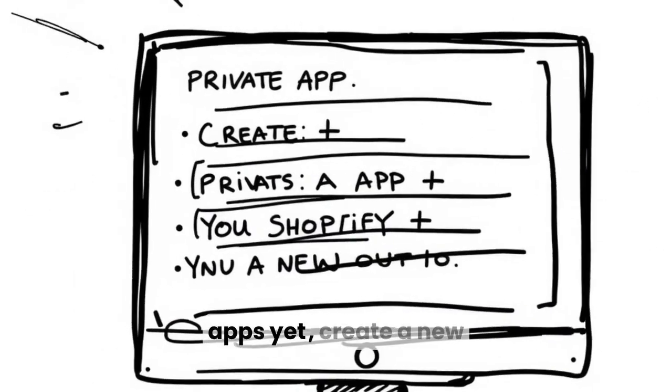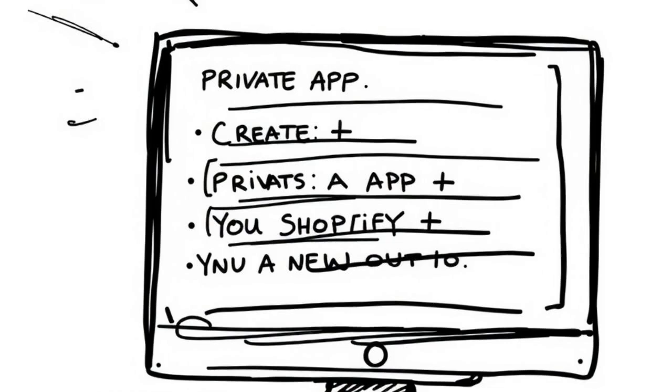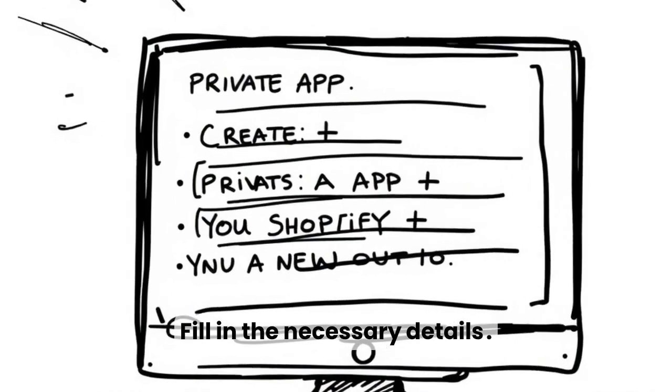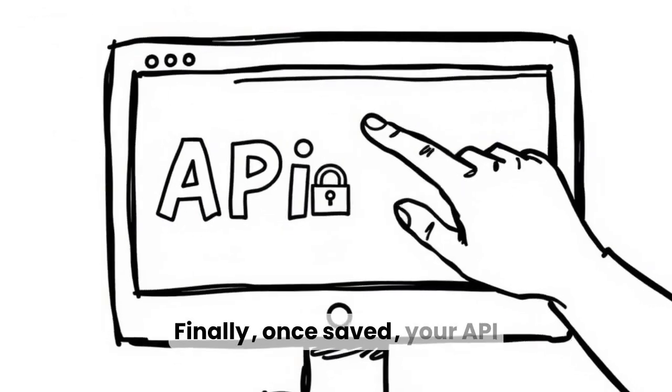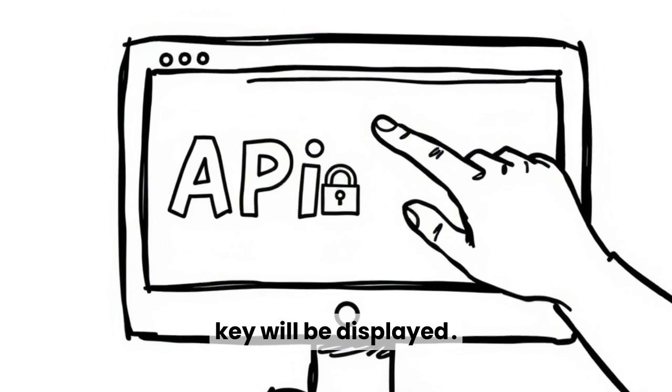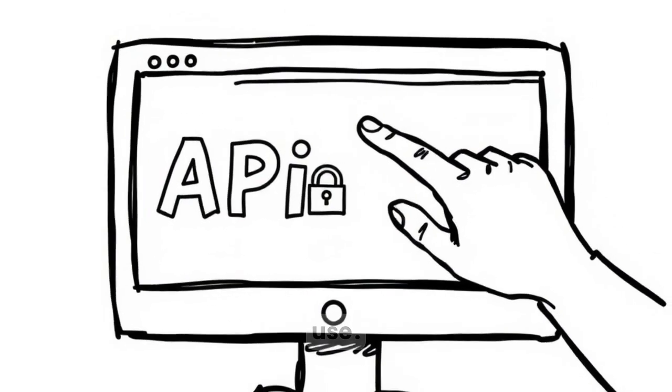If you don't have any apps yet, create a new private app. Fill in the necessary details. Finally, once saved, your API key will be displayed. Copy it securely for your use.